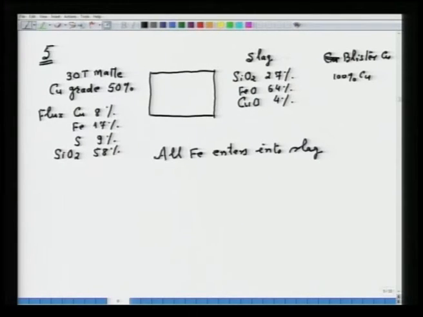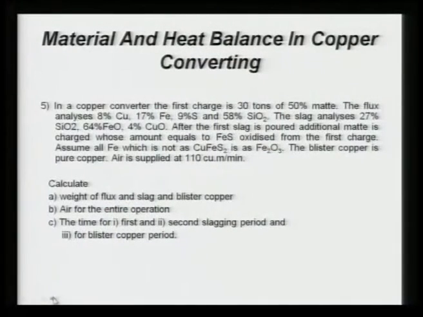So, first of all, in order to find out weight of flux, weight of slag, we have to do SiO2 balance and iron balance as I have done in earlier problems. So, I will be little quick over here. Now, this problem is slightly different. Now, what has been said in this problem is that after the first slag is poured, additional matte is charged whose amount equals to FeS oxidized from the first charge. So, that is a slightly different problem.